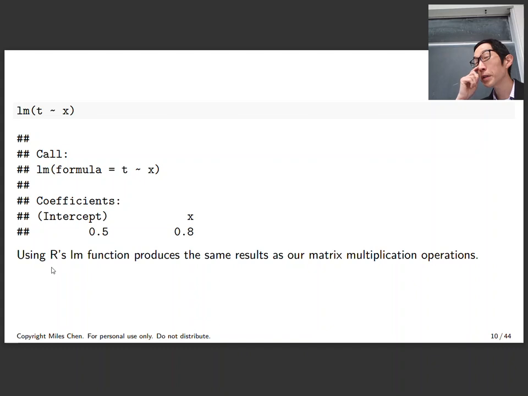I can verify that these are indeed the slope and intercept of our best fitting line. I can ask R to give me a linear model. I can just say lm predict t based on x, and it says your intercept is going to be 0.5 and 0.8 for the slope. So that's comforting to know that when we ask R to do a linear model for figuring out the slope and intercept, it gives us 0.5, 0.8.